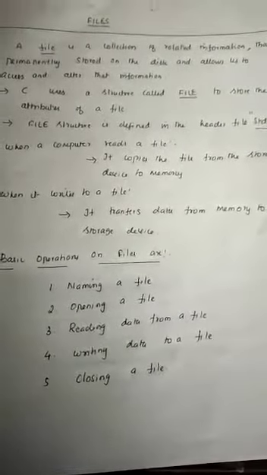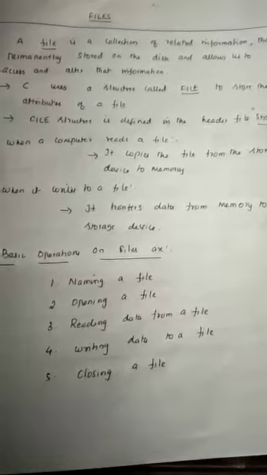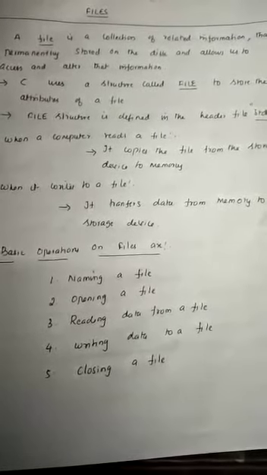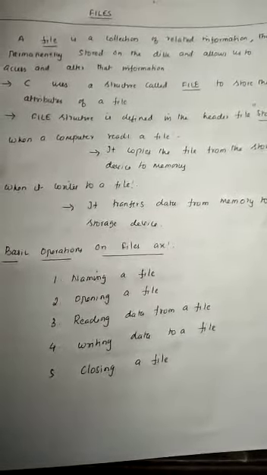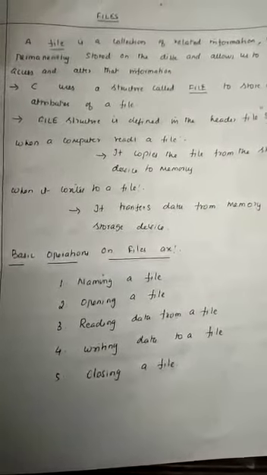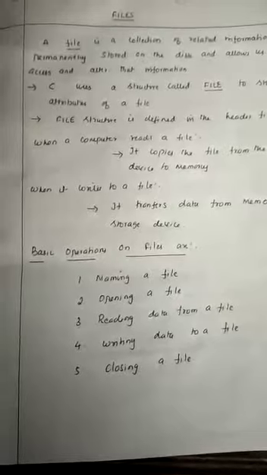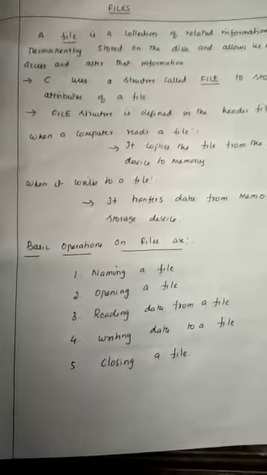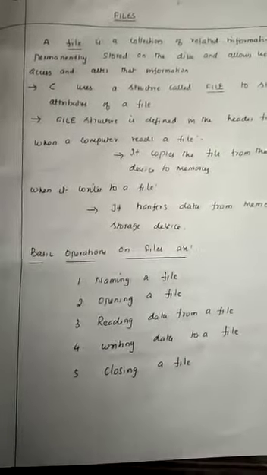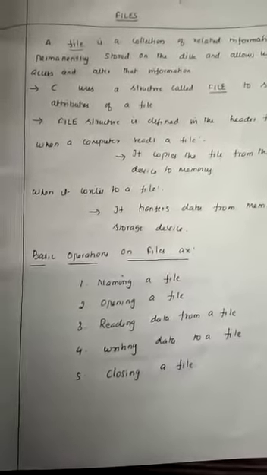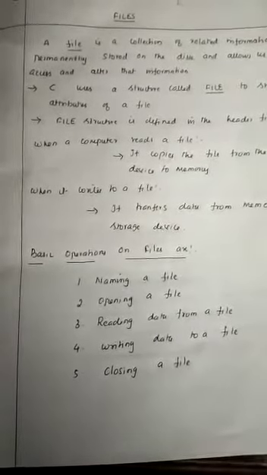This lecture focuses on files and operations on files and various access modes on files. First we'll see what is a file. A file is a collection of related information that is permanently stored on a disk and allows us to access and alter the information.